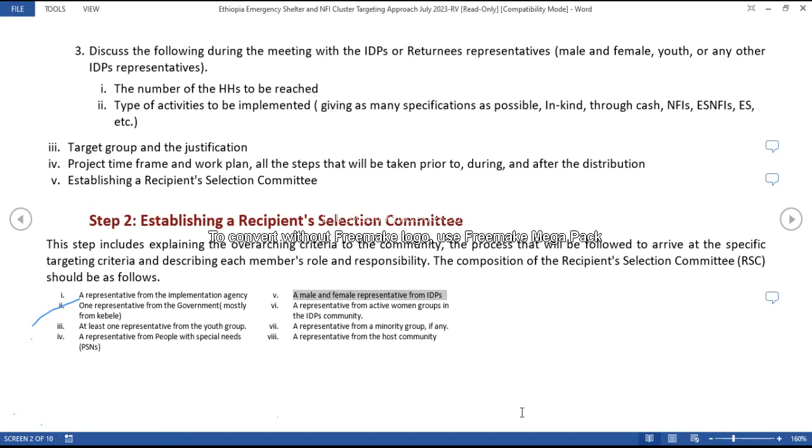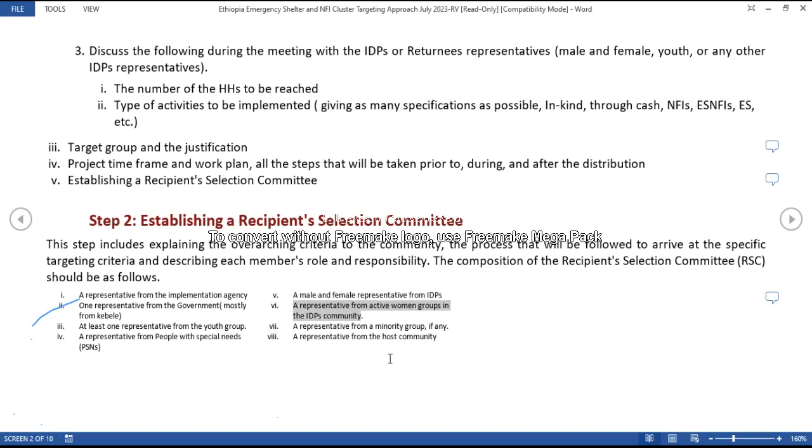A representative from active women groups, as we said before, if there are women groups or women committees. For example, while we are doing CCM activity, most of the time we establish youth groups, women groups, different working committees, as well as general camp management committees. So someone from that representing group, if there is a specific group operating in that targeting location, we have to also include them to be part of the beneficiary selection committee.